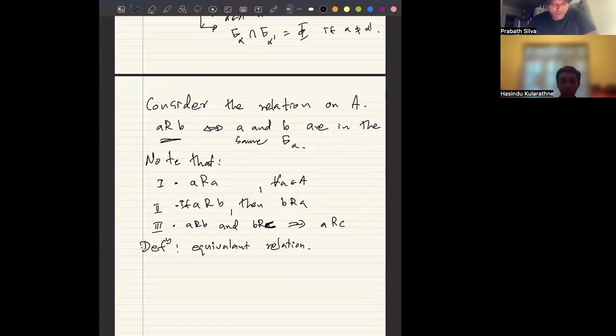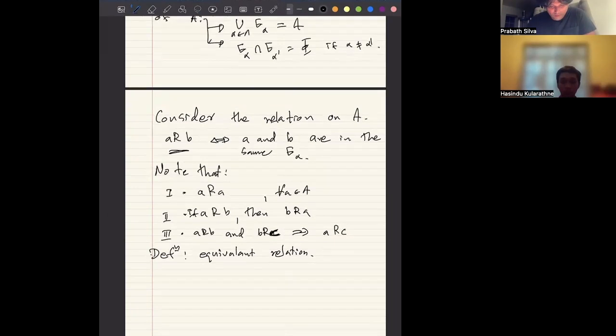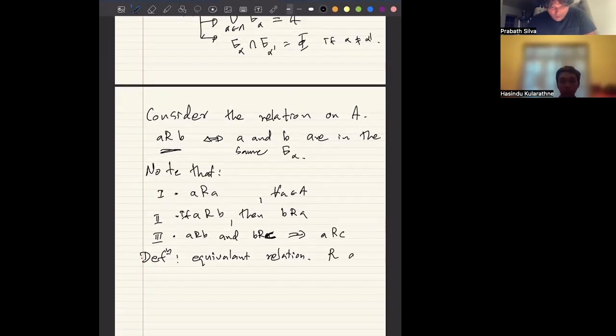So the equivalence relation R on A: we have a relation R on A, and we call that relation R an equivalence relation if it satisfies these three conditions.